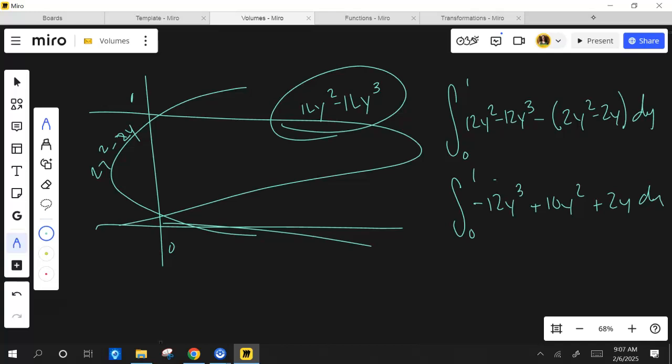And now I'm ready to integrate. I take a 2 out, but you don't have to. 4/3.